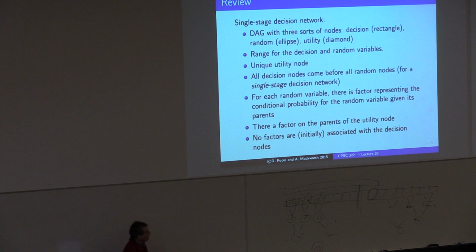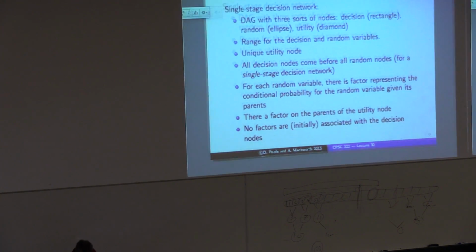And for each random variable, there's a factor representing the conditional probability of the random variable given its parents. Okay, so it's just the same as in the Bayes net. There's a probability for each random variable given its parents. And there's one factor for the utility node that's a factor of the parents of the utility node. And there are no factors initially associated with the decision nodes. So that's where we got to last time. Are there any questions about that? Because we'll play with that and we'll work out how to optimize it. Before we do that, let's do questions. Let's do some.